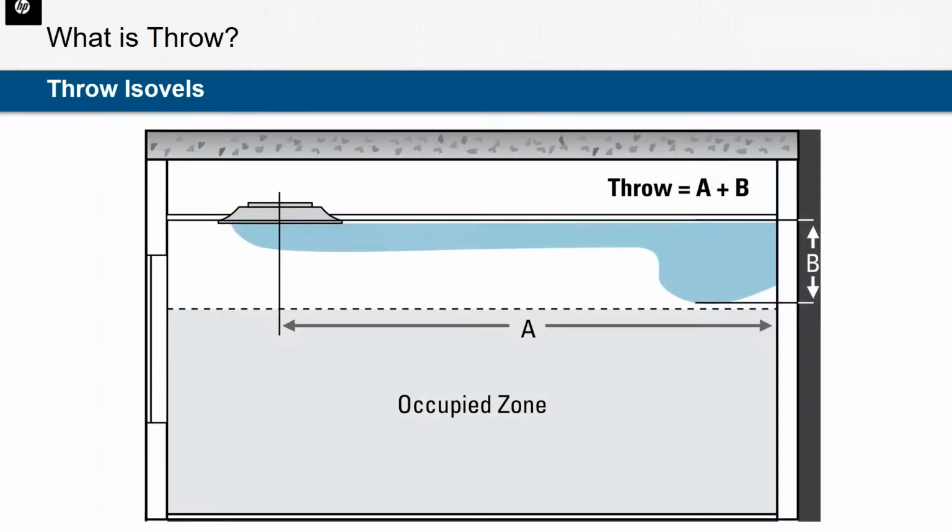And we would size our throw distance to be the sum of the horizontal plus the vertical distance to reach the occupied zone. So say maybe we're 10 feet away from an adjacent wall, but we have a really high ceiling and we have another 10 feet to travel vertically downwards to reach the occupied zone. Our total throw distance would need to be about 20 feet then.